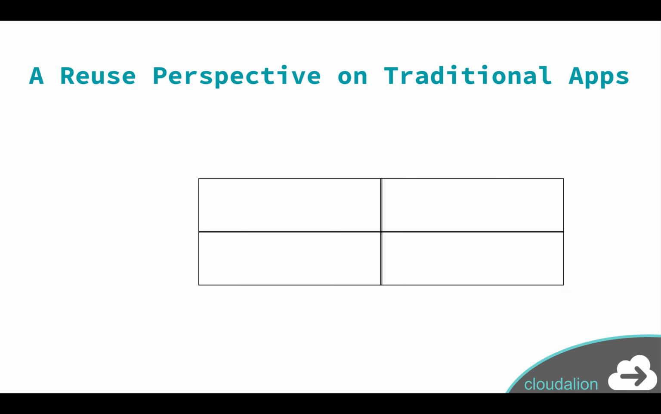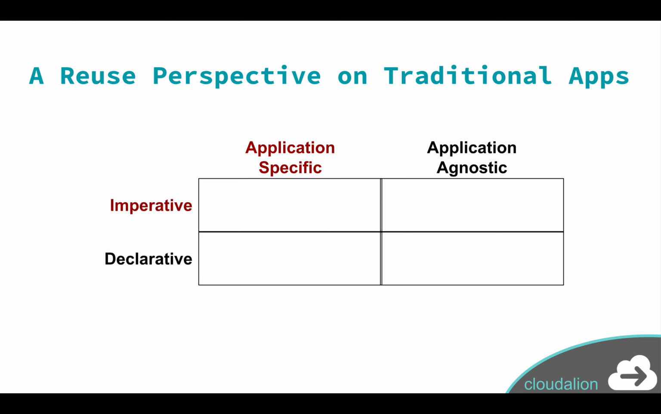So I want to look at this problem from a software use perspective. Let's take a look at all the software artifacts that make up a traditional web application and see how they fit into these four quadrants based on the following axes. One is application-specific artifacts versus application-agnostic artifacts. This is under the assumption that application-agnostic artifacts are not affected by any of the functional requirements for our application. And on the other axis, I would like to separate between imperative and declarative artifacts. This is under the assumption that declarative artifacts have no effect on extra-functional requirements.